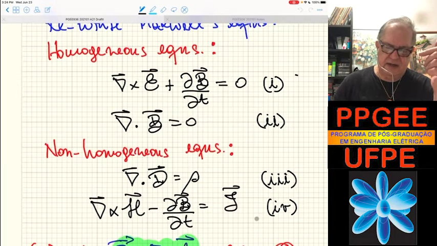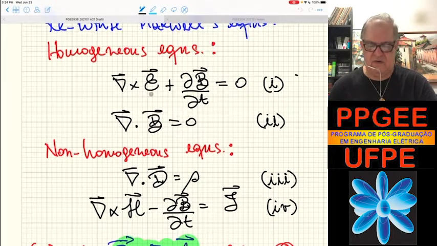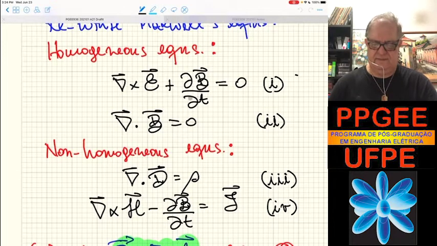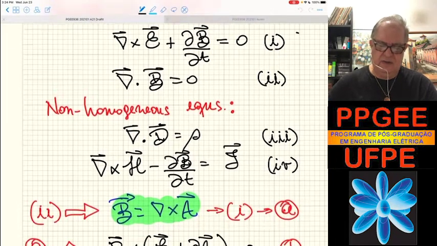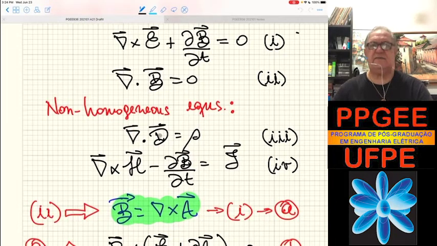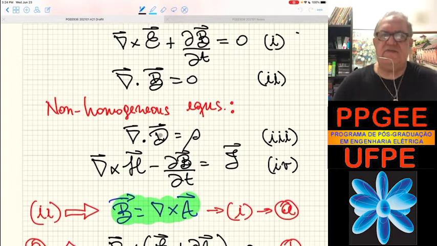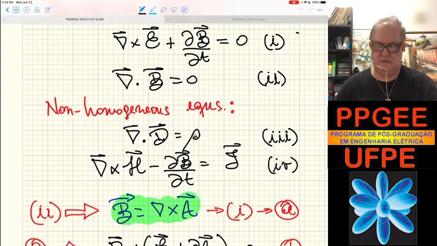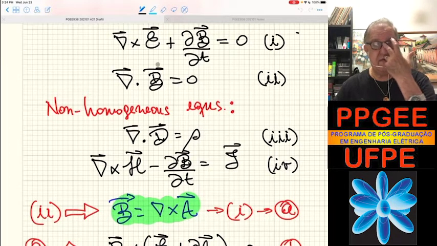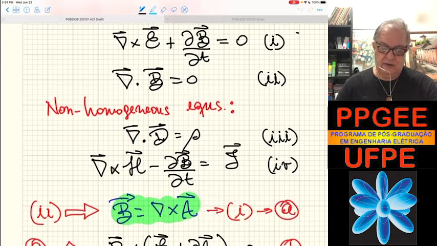So the homogeneous equation is Faraday's law in differential form, which can be cast in this form here, curl of E plus dB dt equals 0. And the other one is the fact that B is solenoidal, has zero divergence. And the non-homogeneous equations specify the divergence of D, which is rho. Please notice the curly letters, because we are talking about time-varying fields. And also Ampere's law.